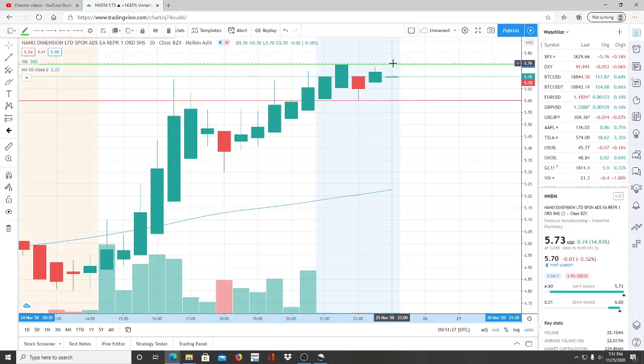So the resistance is 5.75. That needs to be broken through, turn into a support, and the bulls need to break away from that resistance and work their way up to newer highs. I want to emphasize that they need to do this.